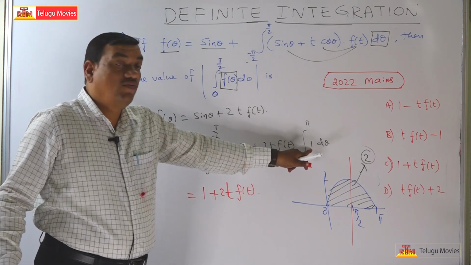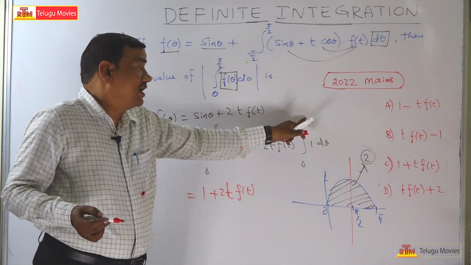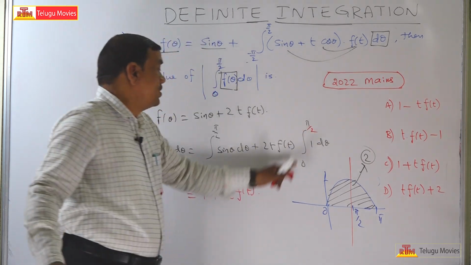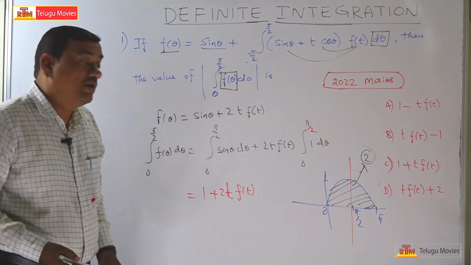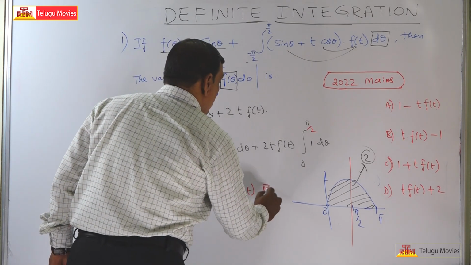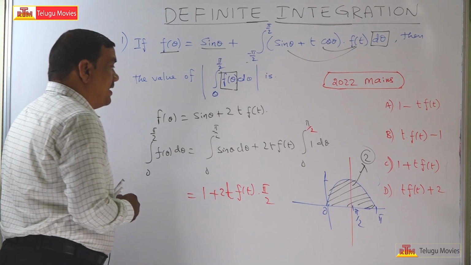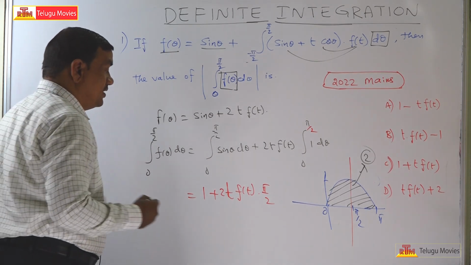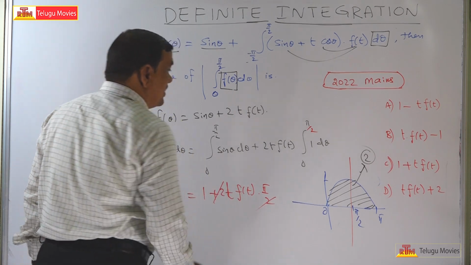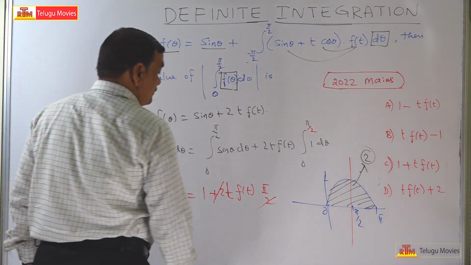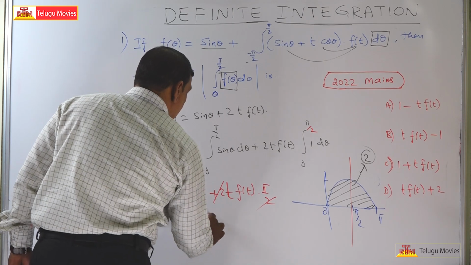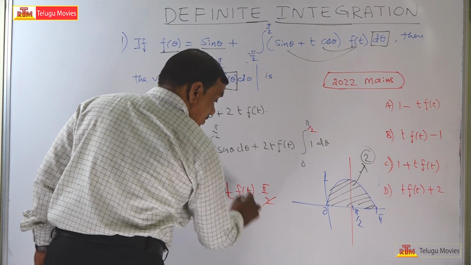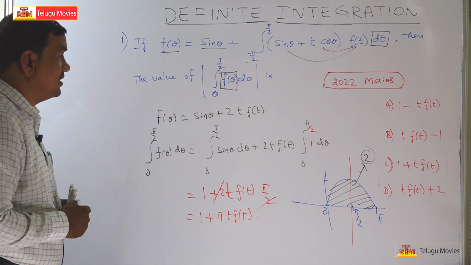So here 1 integral theta, upper limit pi by 2, lower limit 0. That is pi by 2 minus 0. This is pi by 2. Okay, now let us calculate this. The 2 will get cancelled. So this is equal to 1 plus pi into t f of t. Okay, so this will be your answer.